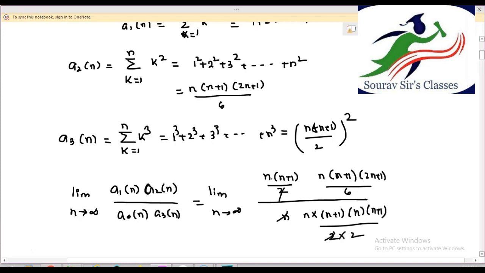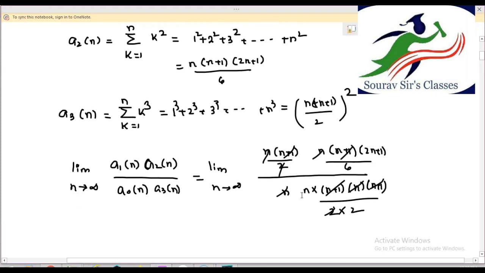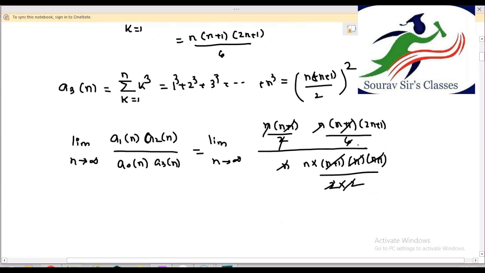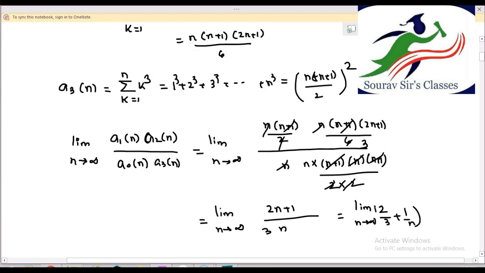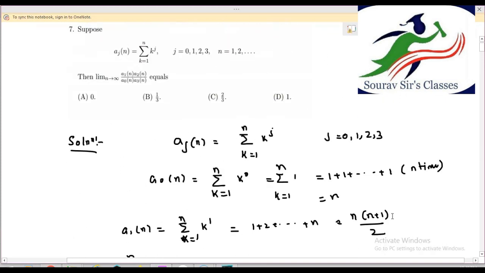So 2 out, n out, n plus 1 out, n plus 1 out, n out. And 2, 3. So limit n tends to infinity of 2n plus 1 by 3 into n. So it is equal to limit n tends to infinity of 2 by 3 plus 1 by n, which is equal to 2 by 3. Okay, now let us see the options. So 2 by 3 is option C. Option C is our correct option.